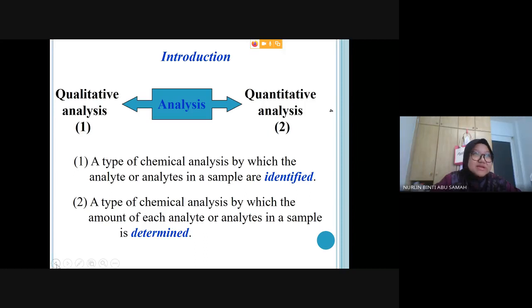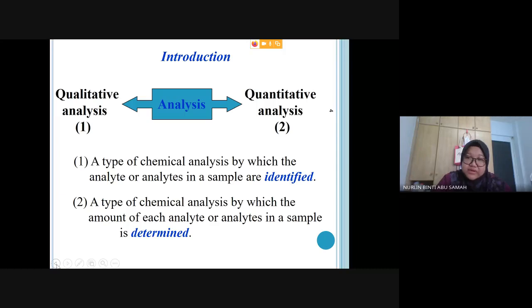Okay, qualitative analysis ni lebih kurang macam give you the answer yes or no without a number, without a value. Like macam contoh, macam acid base ataupun litmus paper. It tells you either it is acid or base. So this is one example of a qualitative analysis. It tells you yes or no, without telling you about the value.